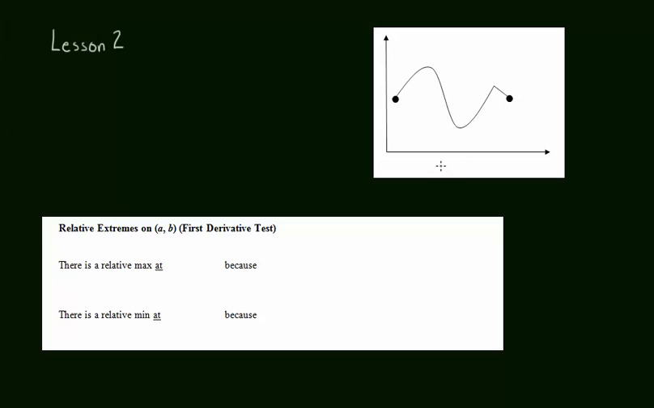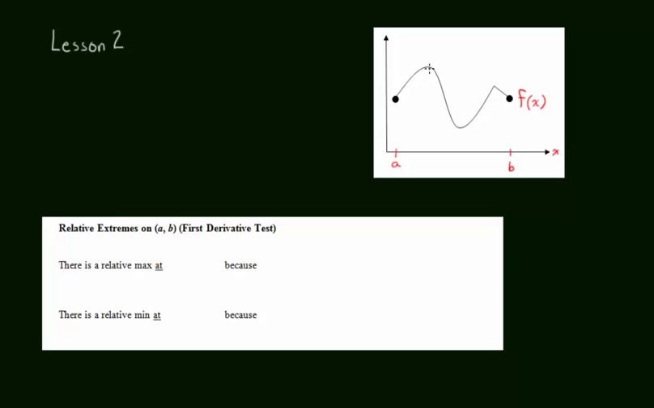This is lesson 2. You have a graph that looks like this. Make sure you have printed the notes so that this makes sense to you. This is a graph of f of x. We're going to label some important parts on the x-axis. This is the x-axis. This left endpoint we're going to call A, and this right endpoint we're going to call B.